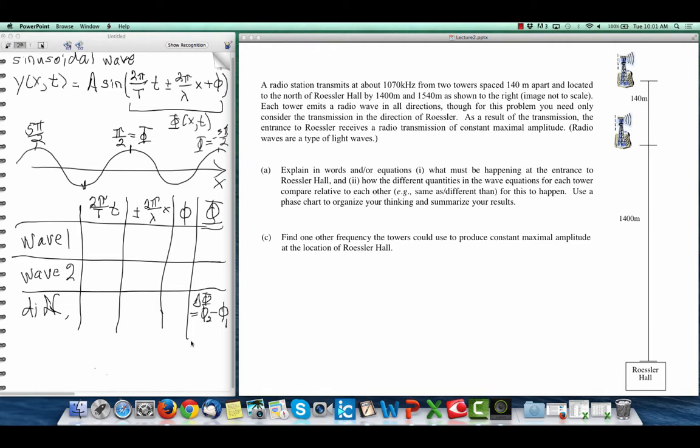Two pi times an integer is all I really know. But I know that as soon as it says a constant maximal amplitude, this delta phi is something I know right away. 2 pi times an integer.